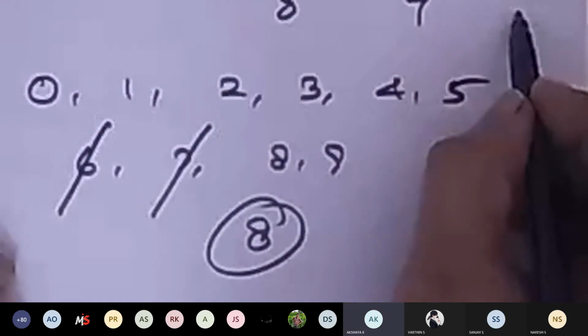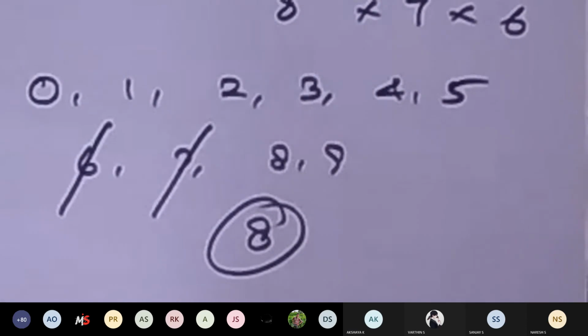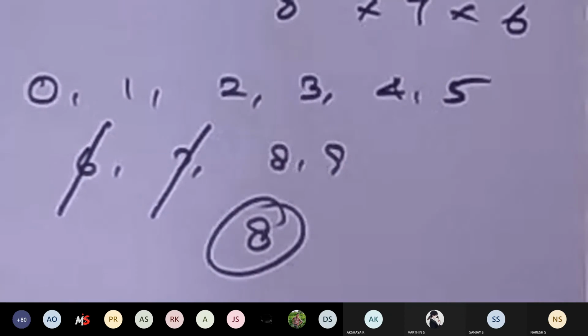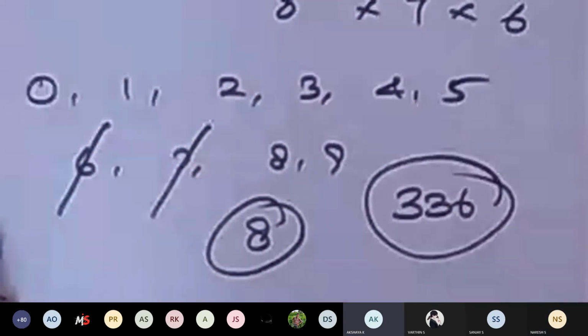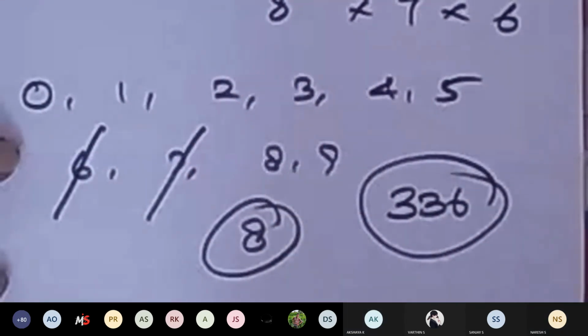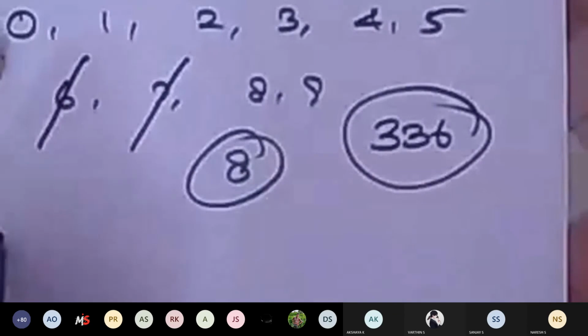Now tell me how many combinations are there to form a 5-digit phone number which starts with 67. 8 into 7, 56. Just check and tell me. 336. Yes, 336 ways to form a 5-digit number which starts with 67. Right, okay, clear.